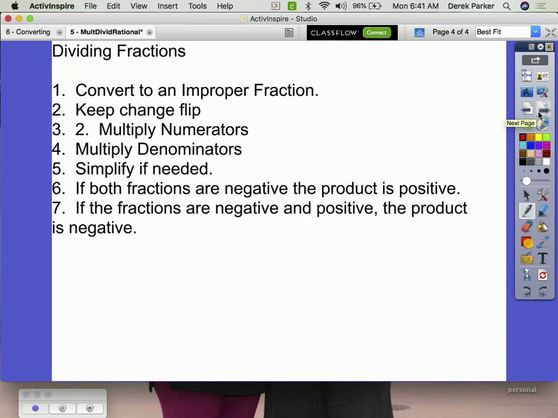Dividing fractions is just like what you did in 6th grade, KCF. Same rules apply. If both fractions are negative, the product is positive. If the fractions are negative and positive, the product is negative.